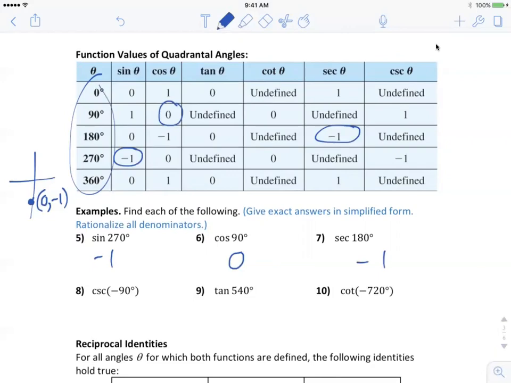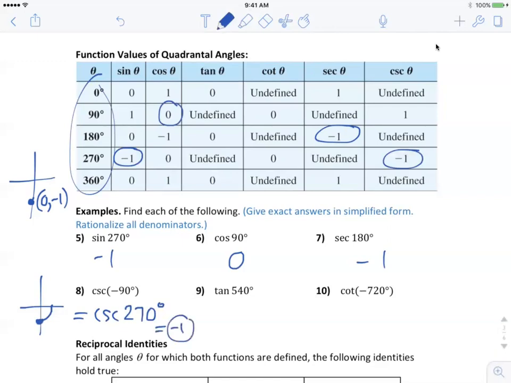How about -90? Now it's not on my little table, but I can think about where -90 is located. Remember, negative angle goes clockwise, starting on the positive x-axis. So that would be 90 degrees right there. So -90 is the same location as 270. So the cosecant of -90 is the same as the cosecant of 270. And then I can use the table. Cosecant 270, there it is, equals -1.